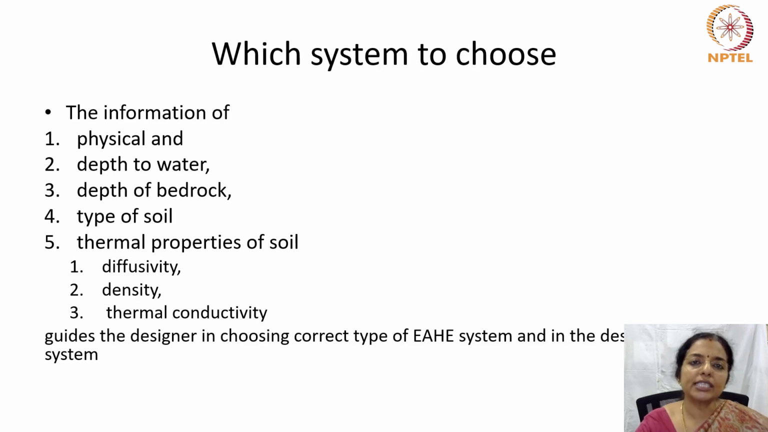Now, which system should we use? On what basis will we determine whether we should use open loop, closed loop, what material, etc.? So we need information on the physical issues of the soil. We need to understand the depth of water. Physical issues means we need to understand whether the soil has a lot of organic matter, leaves, garbage, whether it was previously a garbage dump, or what was the condition of the land there.